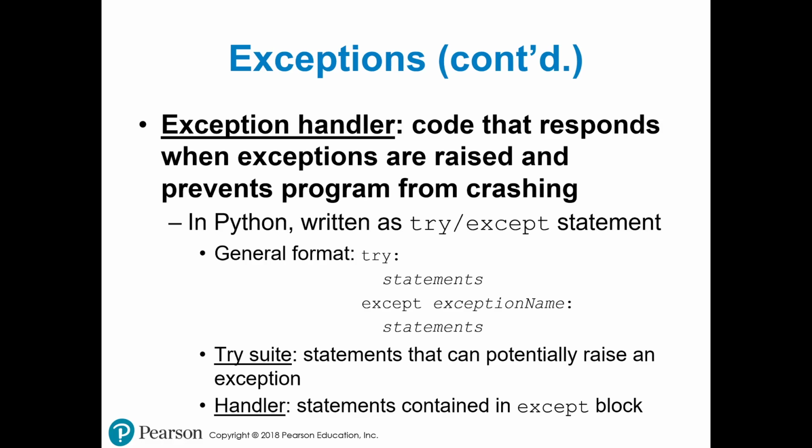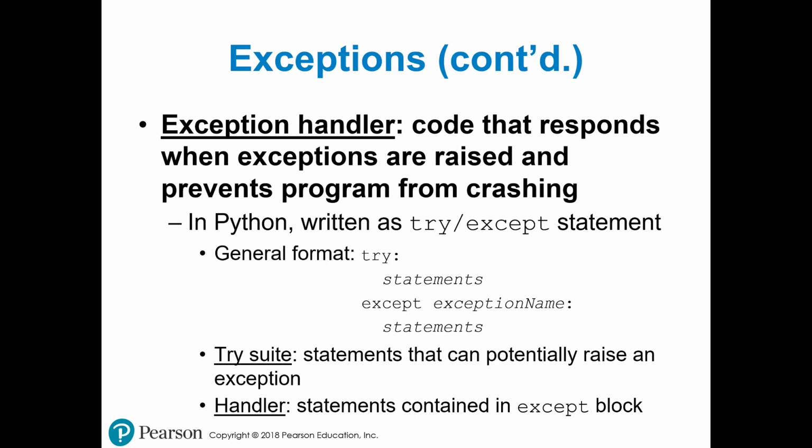So then, an exception handler is code that responds when exceptions are raised and prevents the program from crashing. In Java, if you're a Java programmer, there are these try-catch blocks. In C++, it's try-catch blocks. In Python, they're called try-except statements. So the format for this is try colon and then the things that you're going to do. For example, I'm going to open a file.